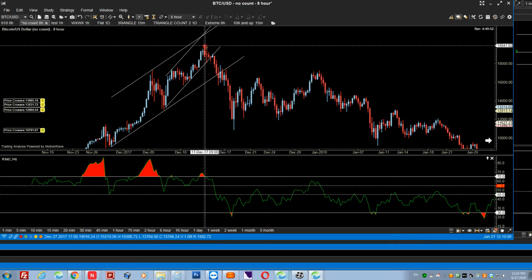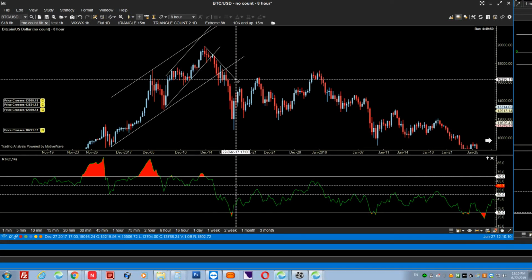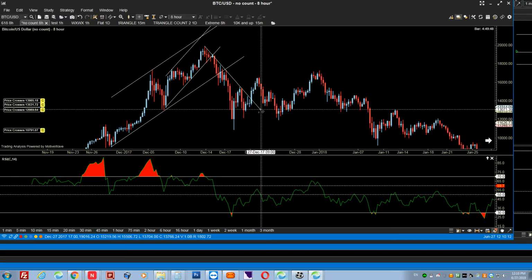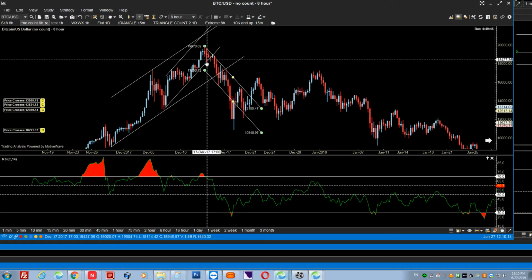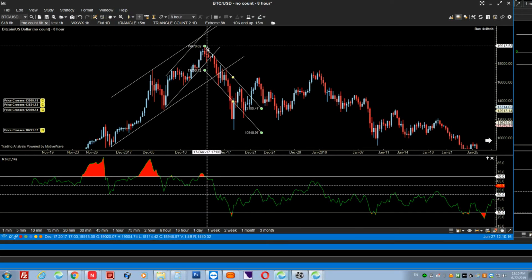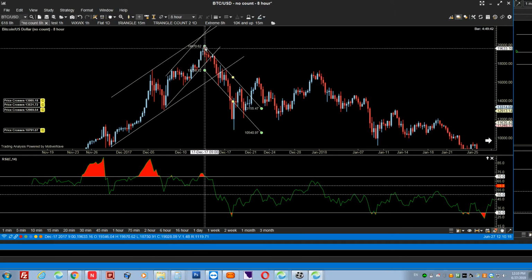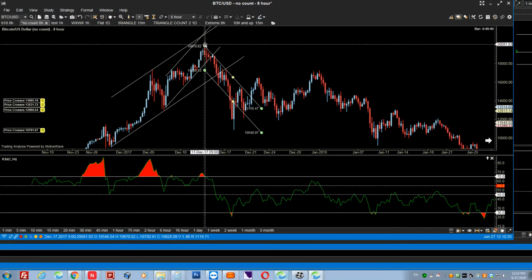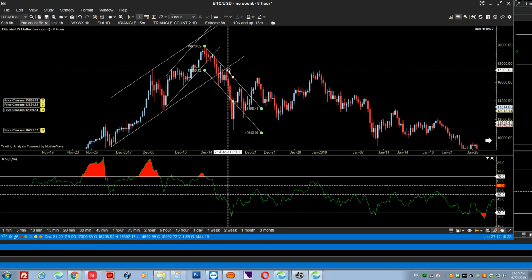First thing I do in any leg, I draw what I call a base channel. And why is it a base channel? Because basically it's touching the beginning of the wave. So if I draw a channel that has the beginning of the waves, I call it a base channel.